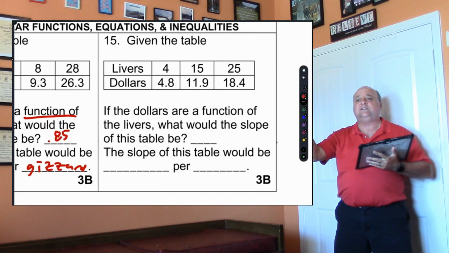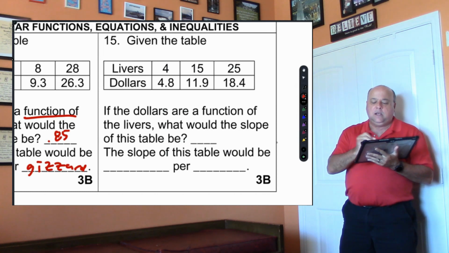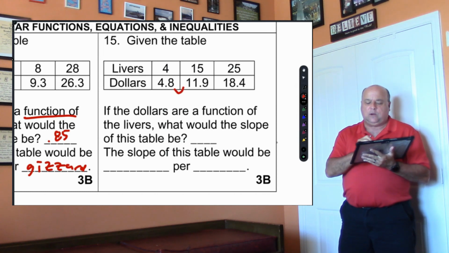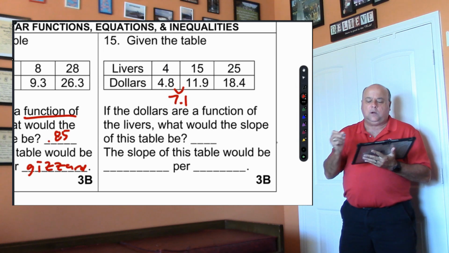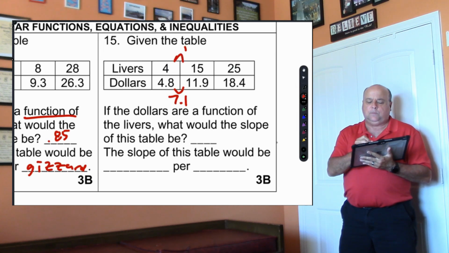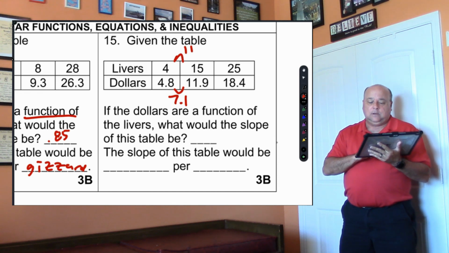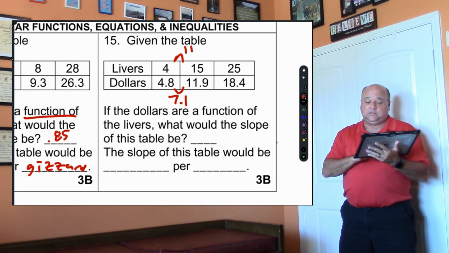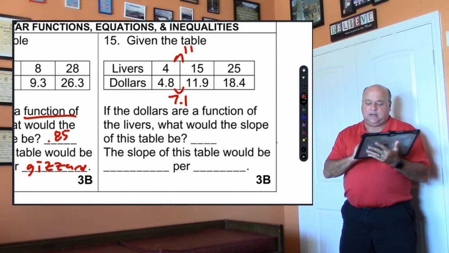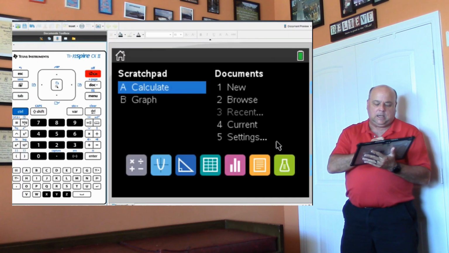On this one here, at the same time, I'm going to do it by hand. So I'm going to subtract these two, and that would be 7.1, and then I'm going to subtract these, and this would be 11, and then I need to divide this. I hope my math is right on that. So 7.1 divided by 11. So I'm going to go to home and A.